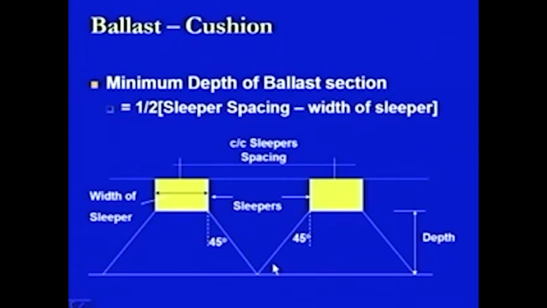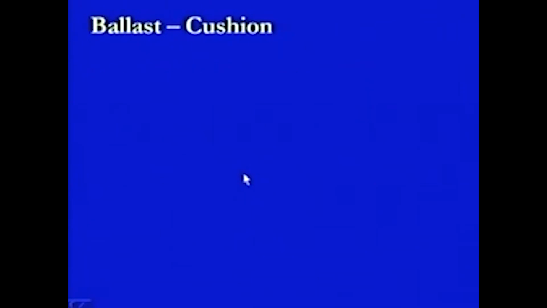Now, the same thing is being shown here. This minimum depth of the ballast section can be found out as half of the difference between the sleeper spacing and the width of the sleeper. The sleeper spacing is taken as the center to center sleeper spacing, and this is the width of the sleeper. If we take the difference between these two values and halve it, that is the minimum depth of the ballast section which has to be provided.